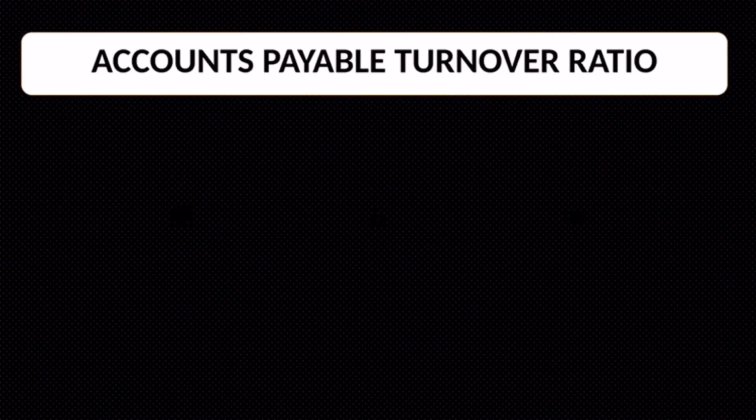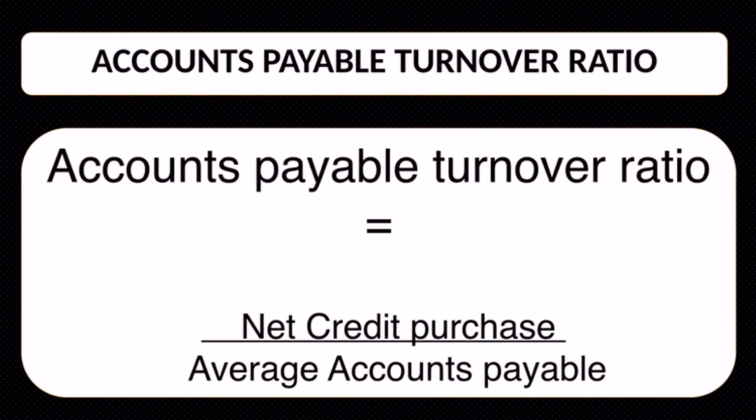Accounts payable turnover ratio. Accounts payable turnover ratio is equal to net credit purchase divided by average accounts payable.